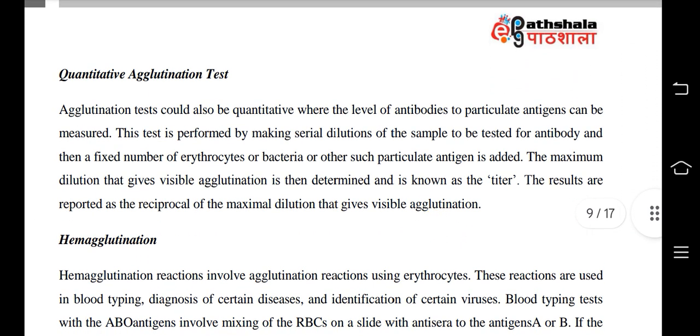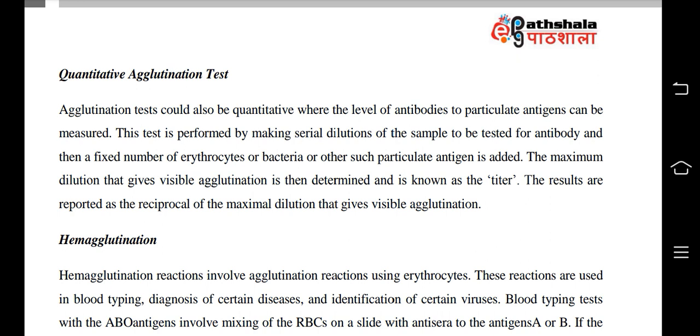Now the quantitative agglutination test. Agglutination tests could also be quantitative, where the level of antibodies to particular antigens can be measured. This test is performed by making serial dilutions of the sample to be tested for antibody, and then a fixed number of erythrocytes or bacteria or other such particulate antigen is added. The maximum dilution that gives visible agglutination is then determined and is known as titer.